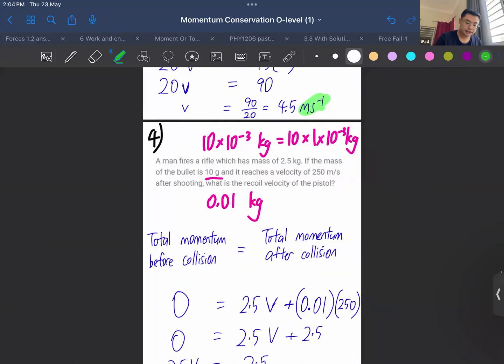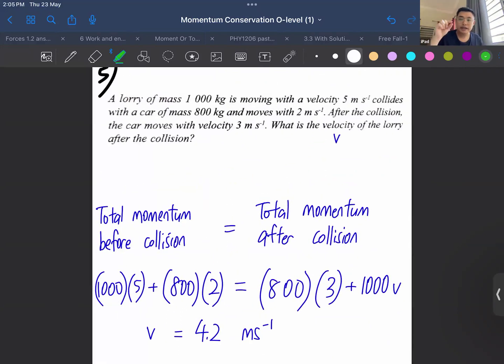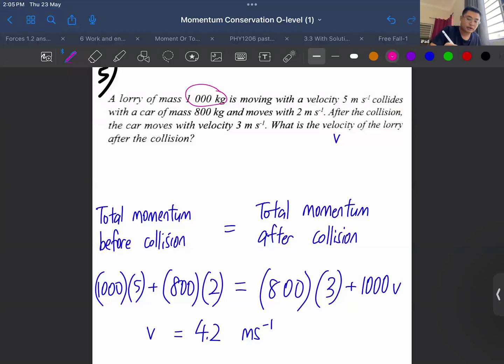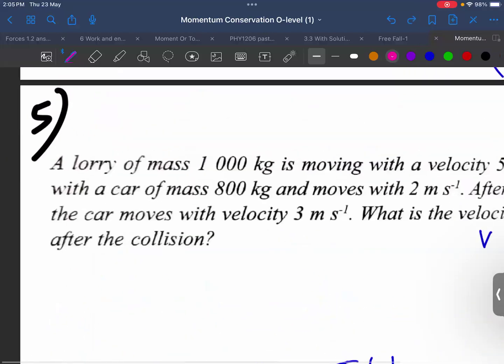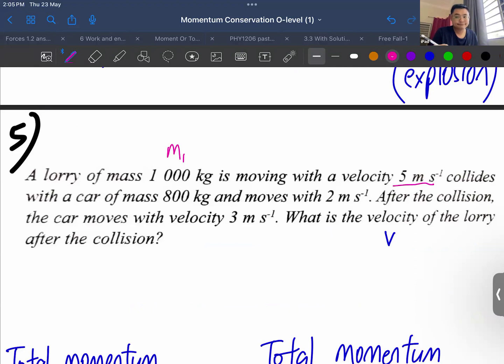And then the very last difficulty that we encounter is we need to assign the symbols, the variables. For example, in this question, do you still remember what we assign to 1,000 kilogram? We call that M1. Continue, this one, U1. This one, 800 kg, M2.